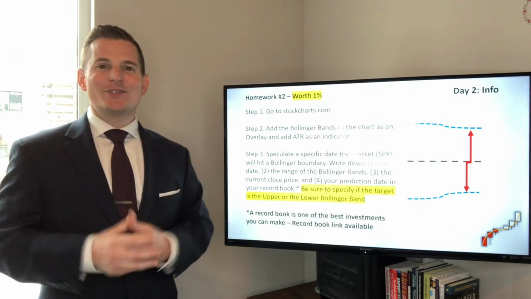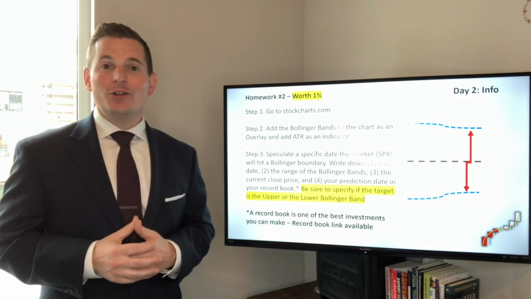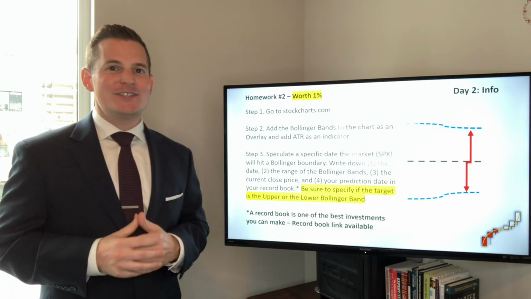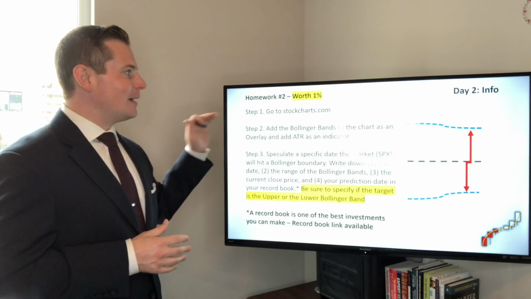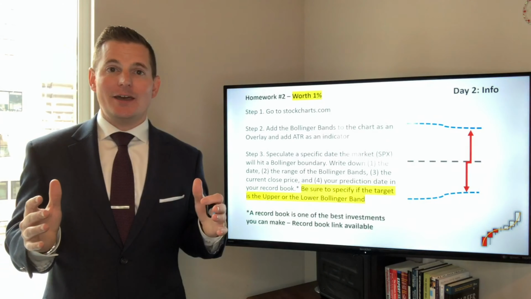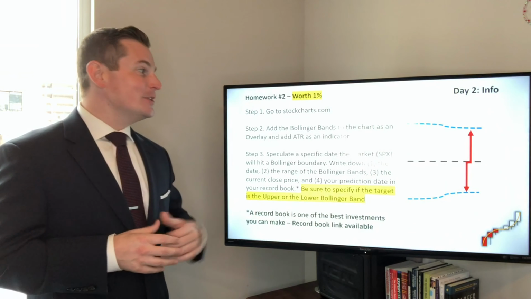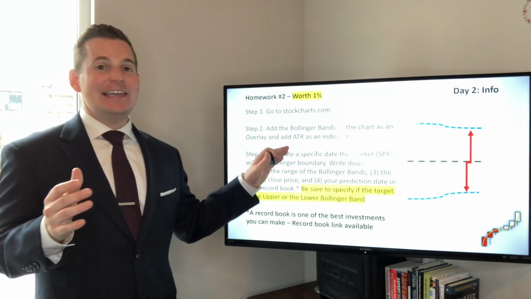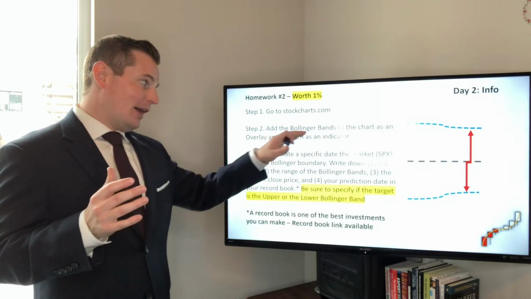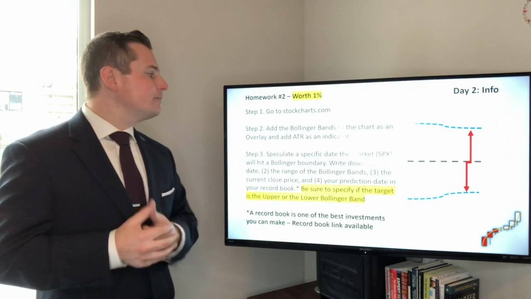So that brings us to homework number 2. I know this day was a little longer than day 1, but this is a lengthier day. So here is the homework. Step number 1, you're just going to go to stockcharts.com, and you already have that bookmarked, right? Step number 2 is add the Bollinger Bands to the chart and add the ATR as an indicator. The Bollinger Bands are the overlay, remember, and the ATR is an indicator.